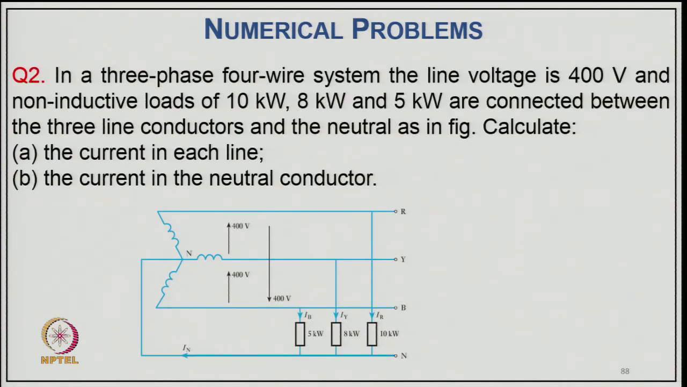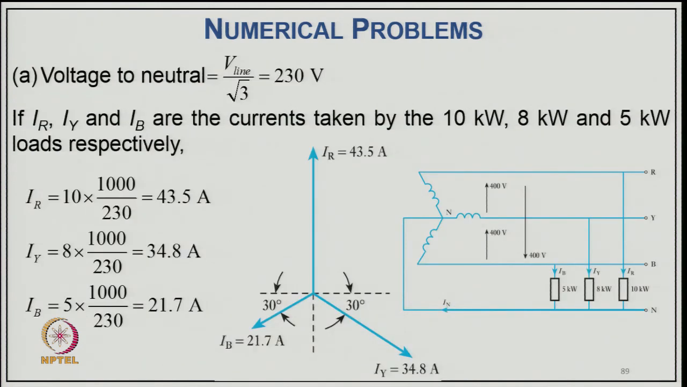Now, coming to the second example: in a three phase 4 wire system with a line voltage of 400 volt, non-inductive loads of 10 kilowatt, 8 kilowatt and 5 kilowatt are connected between the three line conductors and the neutral. Calculate the current in each phase and the current in the neutral wire, because it is an unbalanced load. So, now we can find the voltage to neutral, which is V line by root 3, that is 230 volt.